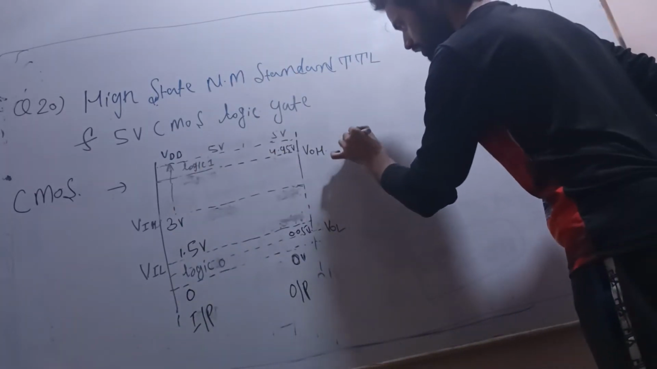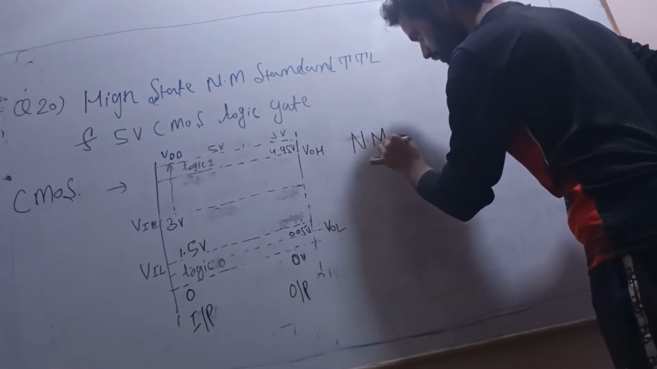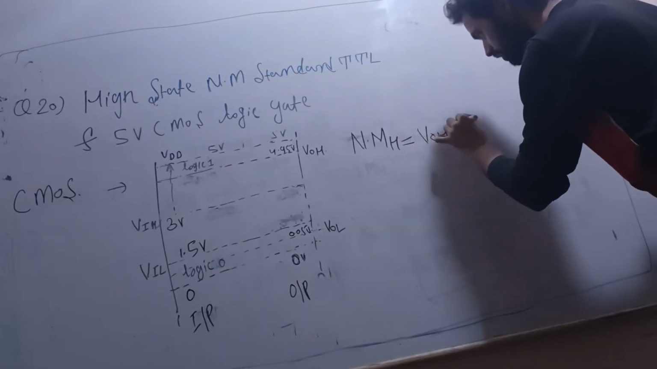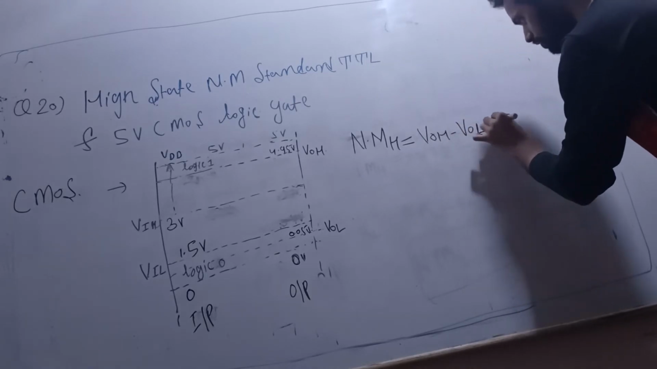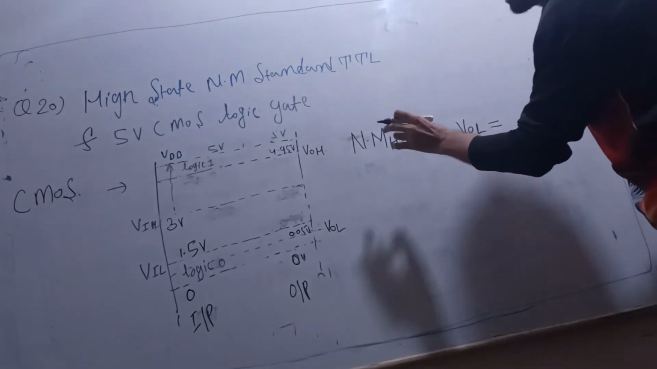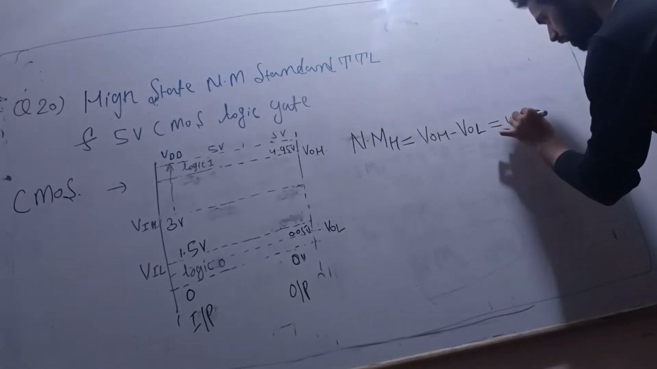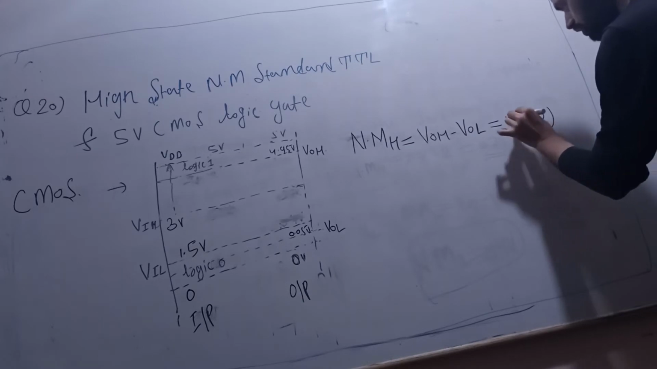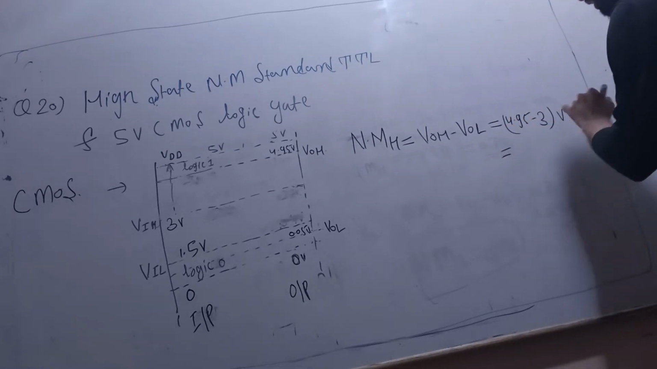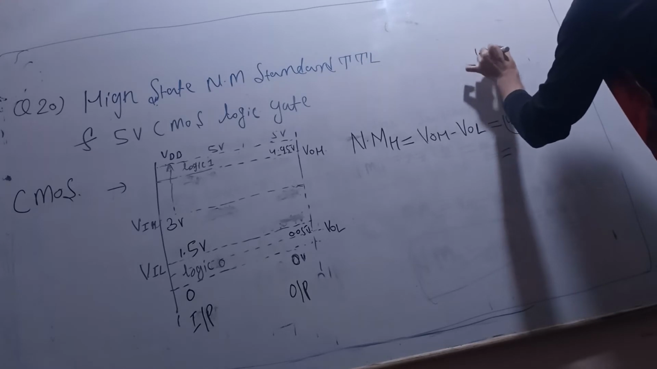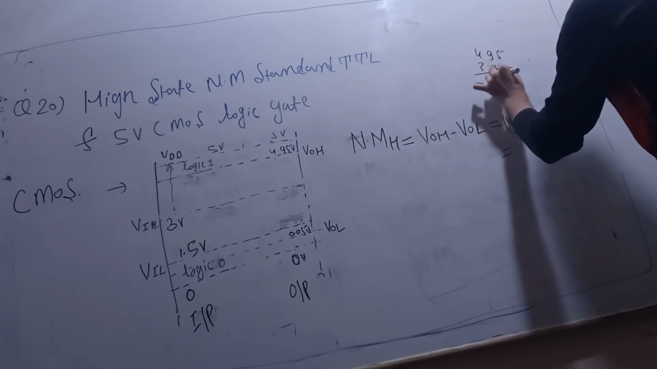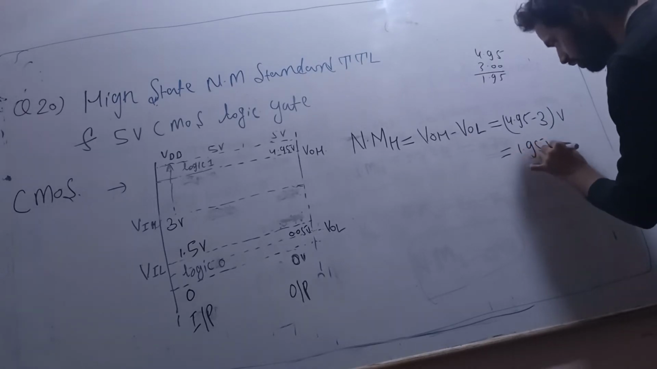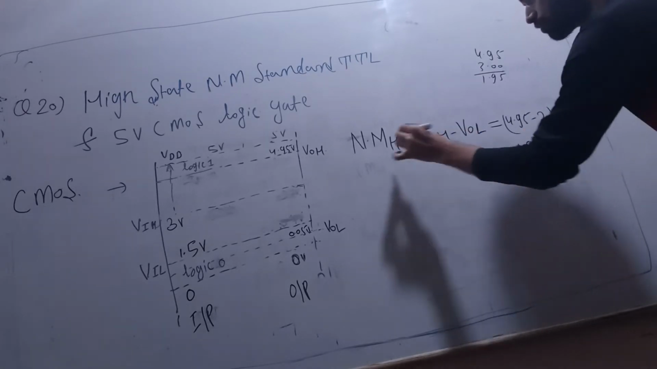Now if you see here, noise margin high for CMOS is nothing but VOH minus VIH. How much is VOH? It is 4.95, minus VIH, which is 3 volt. So 4.95 minus 3.00 is 1.95 volt. So this is my noise margin high.